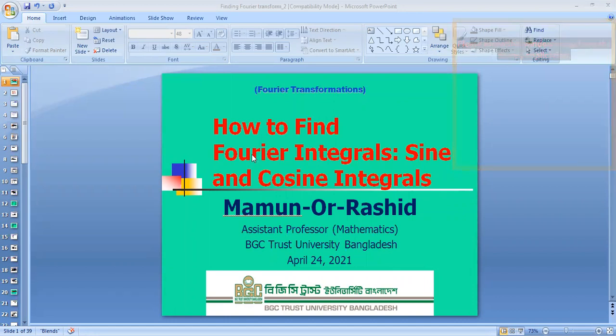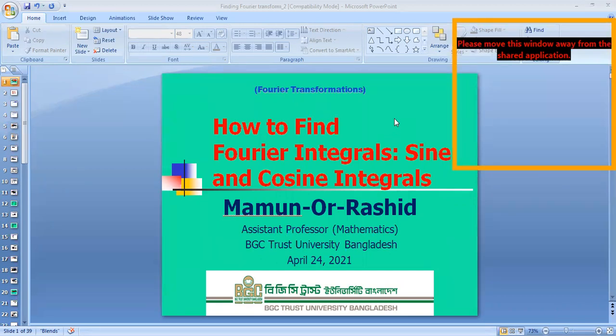Today we'll discuss how to find Fourier integrals by using the Fourier integral theorem, and also how to find Fourier sine integrals and cosine integrals. In our previous lecture, we proved a Fourier integral theorem. Today we will use this theorem for solving some problems.